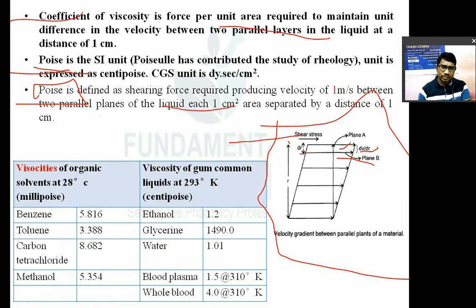Now viscosity of certain organic solvents: benzene has 5.816, toluene has 3.388, carbon tetrachloride 8.682, methanol has 5.354. Okay, like that, at 293 Kelvin. मतलब same, सेंटीपोज में कितना है? Ethanol has 1.2 centipoise, glycerin has 1490. देखो ग्लिसरीन का viscosity बहुत ज्यादा है. Water has 1.01, okay, water का याद रखना है centipoise. Water has 0.01 centipoise viscosity. Now blood plasma has 1.5, whole blood has a.